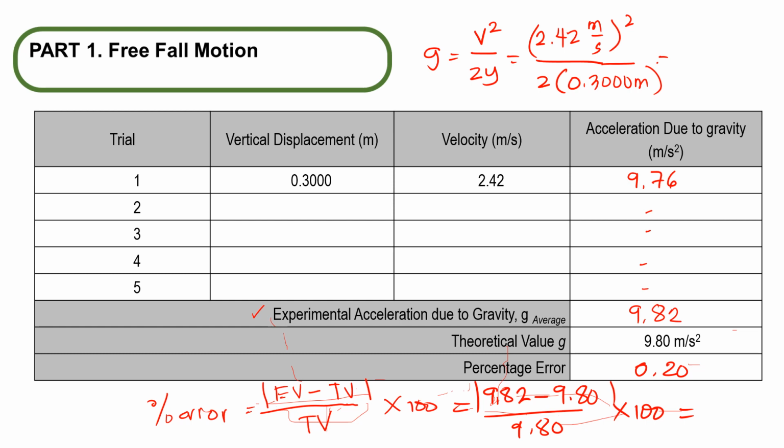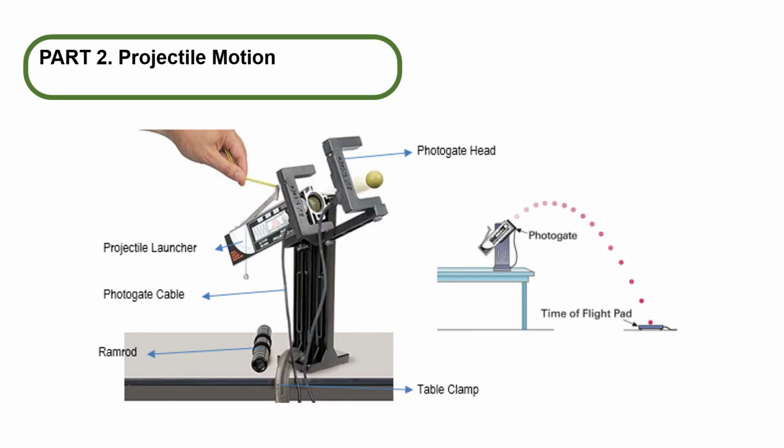So this is the first part of the experiment. Now let us proceed with the second part of the experiment, which is the projectile motion. For the projectile motion, we have the projectile launcher and the Photogate cable, which is used to connect the two Photogate heads to the Explorer GLX. We also use the Photogate head mounting bracket. And we have the ramrod, which is used to insert the ball inside the projectile launcher. We also connect the time of flight accessory to the Explorer GLX to measure the time of flight of the plastic ball.